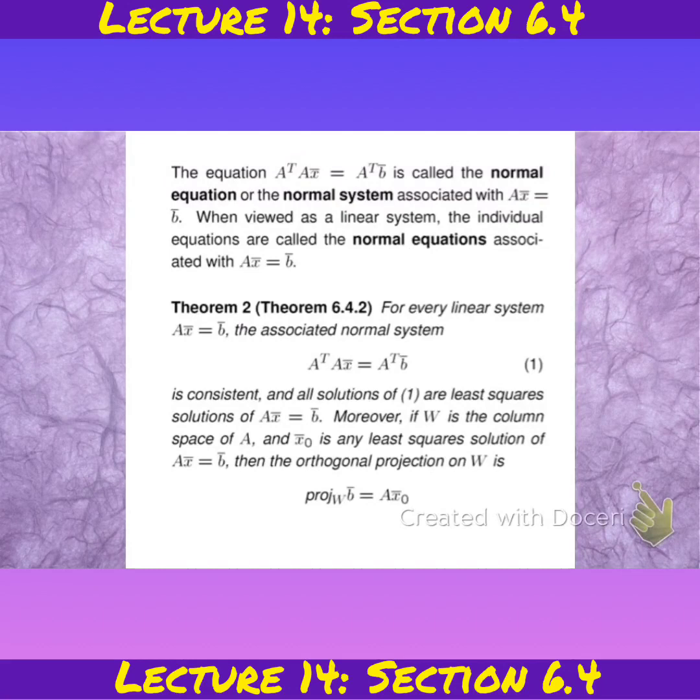Right, next up we've got a few extra definitions. We call this equation the normal equation, or the normal system associated with the linear system AX equals B. So all you do is you multiply on both sides, on the left hand side, with the transpose of A. Now when viewed as a linear system, the individual equations are called the normal equations associated with AX equals B. Right, so it brings us to the following theorem.